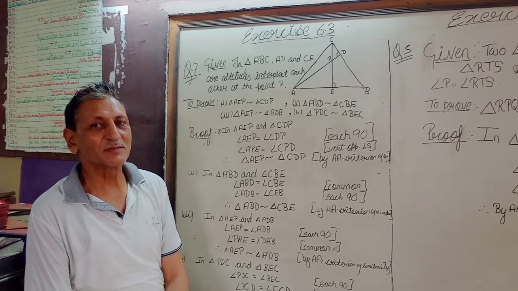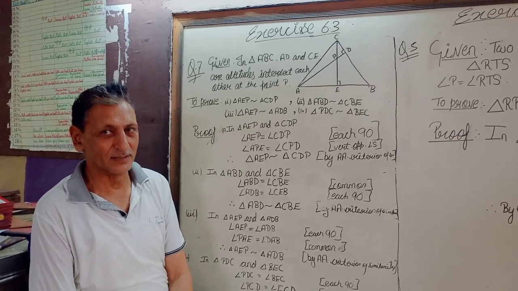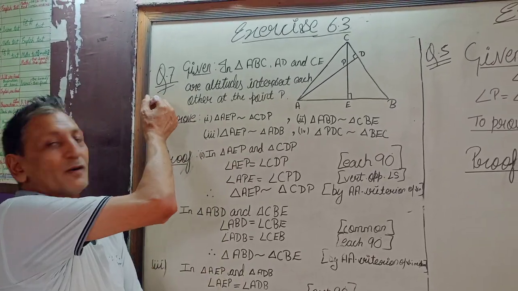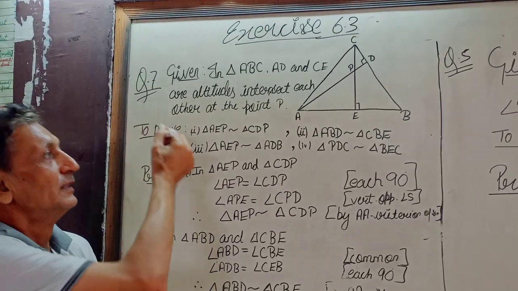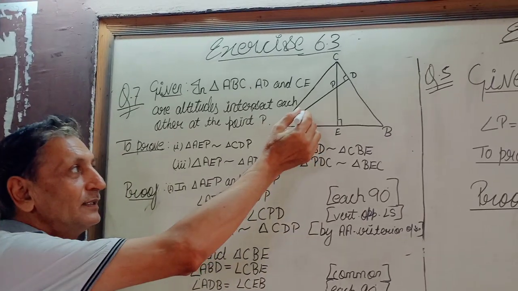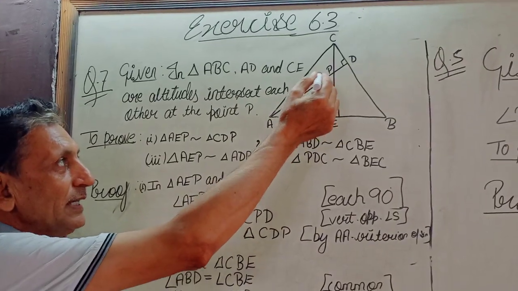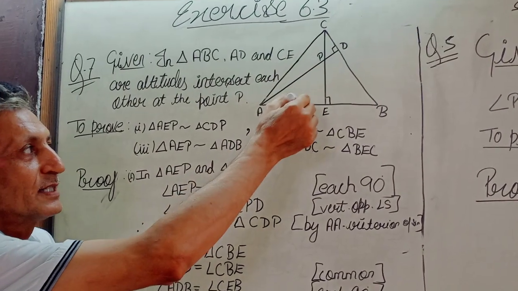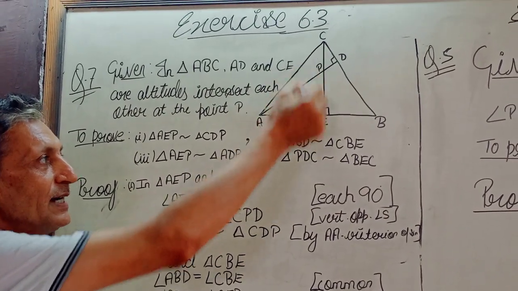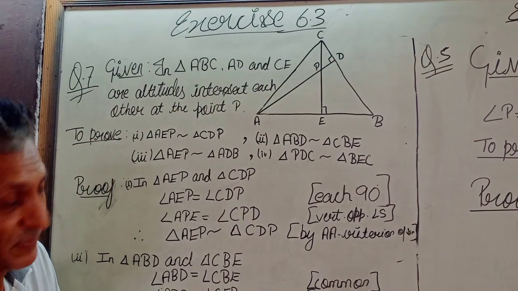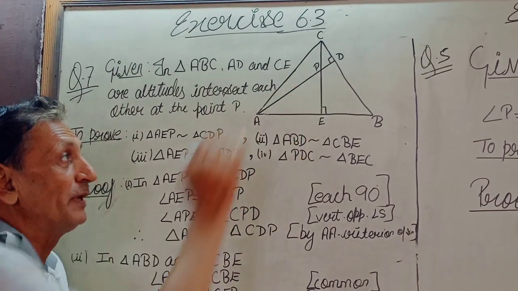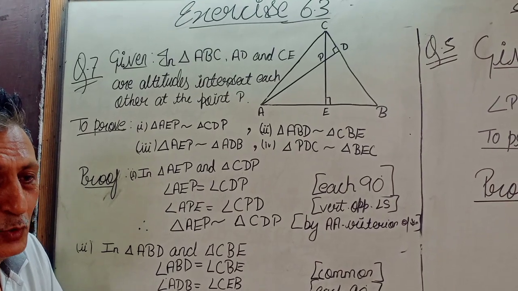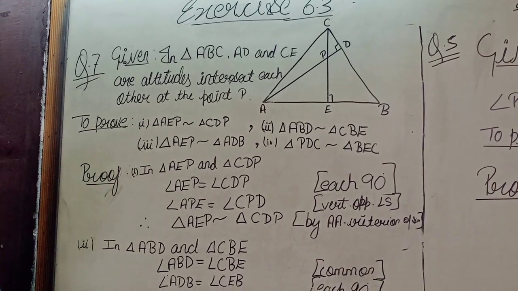We are doing sums based on similarity of triangles, and today we have taken up sum number 7 of exercise 6.3. We are given a figure in which AD and CE in this triangle are altitudes and they intersect each other at P. This is the figure given to us. We have to prove four parts of it.